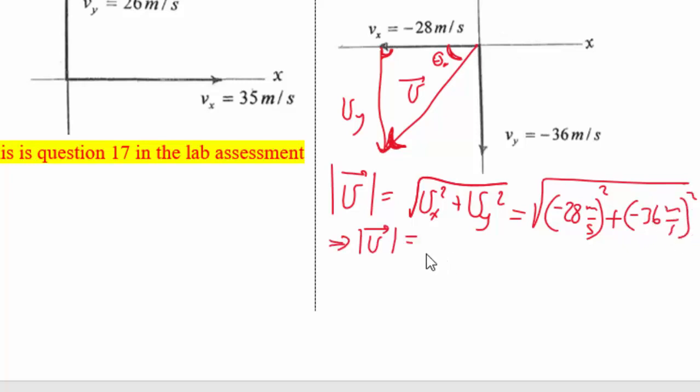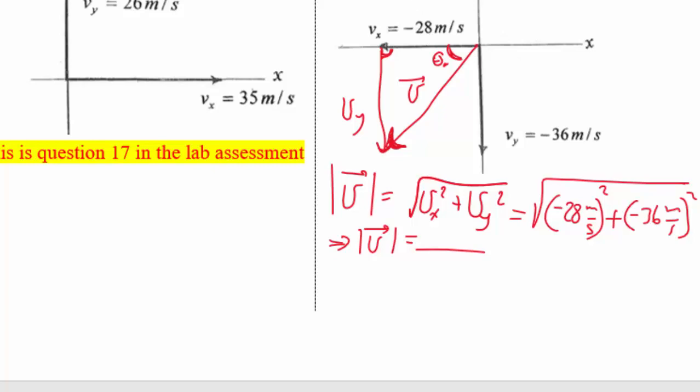And I'll let you do the calculation here. So make sure you square the 28 first, then square the 36, then add them. And then after that, you'll take the square root. So I'll let you do the calculation here for the magnitude of v. Now let's go to the direction. And this is important here.